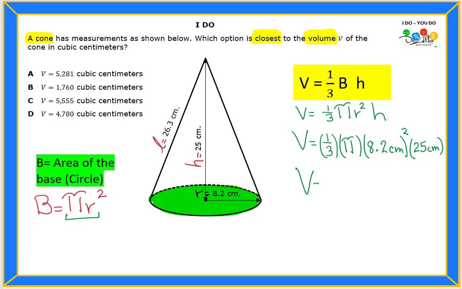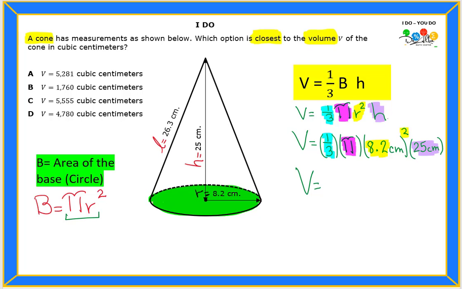Okay? So let me show you what we replace here. My 1/3, I still have the 1/3 here. My pi, I still have the pi right there, okay? My radius squared, I still have the 8.2, and I'm still raising it to the second power. Very important that you don't forget to raise it to the second power. And the last one that I have is the height, which is 25 centimeters, okay? So everything needs to be replaced or you bring it down, whichever the case is.